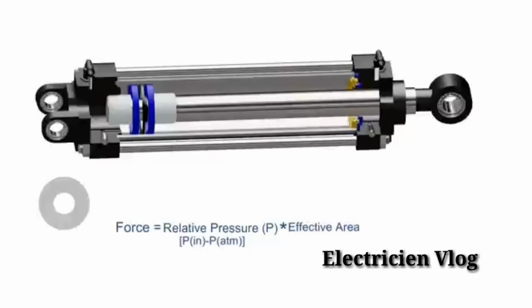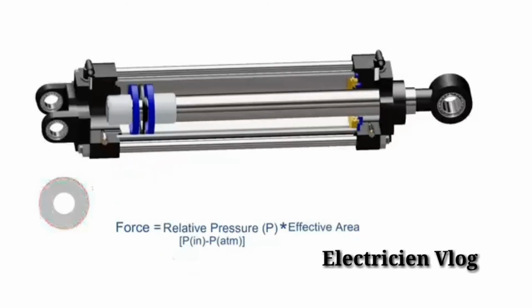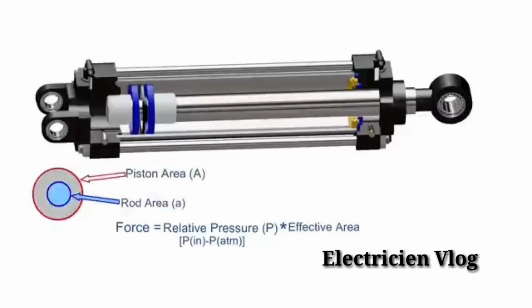During the extension stroke, compressed air can exert pressure on the total cross-sectional area of the piston. This gives us the expression of theoretical force as relative pressure multiplied by total area of piston. During retraction, the effective area of the piston is reduced because the air cannot exert pressure on the area of the rod. This gives us the expression of theoretical force as relative pressure multiplied by partial area of piston.